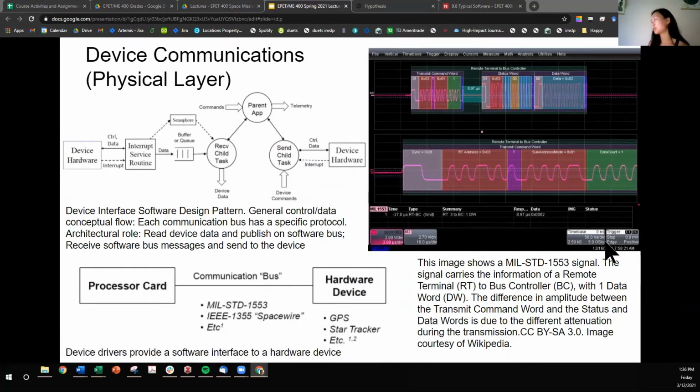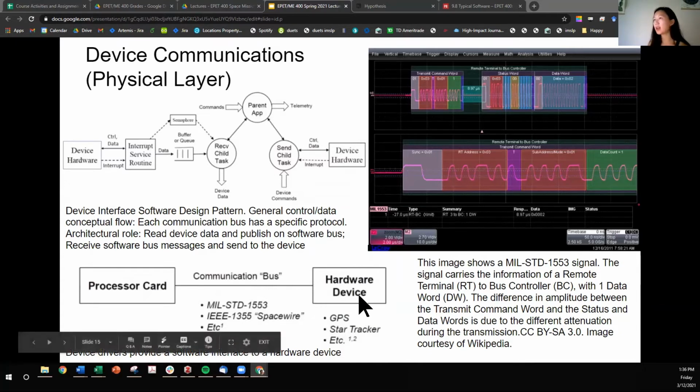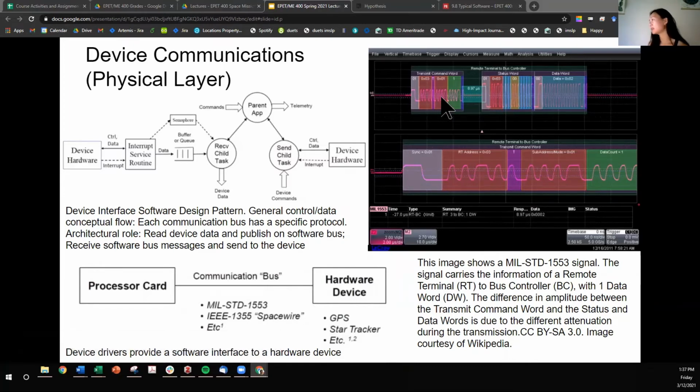Here is a screenshot of what the hardware device could actually be outputting through the physical layer. These are bits unto themselves shown on an oscilloscope. This is the most raw form of data that you could receive through a layer, and then it gets processed upward.